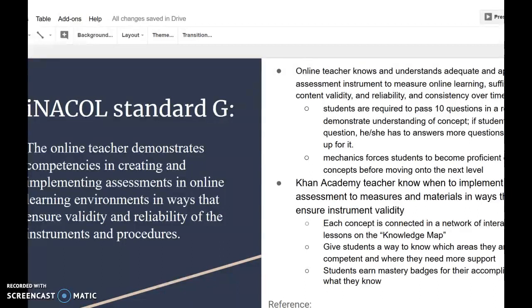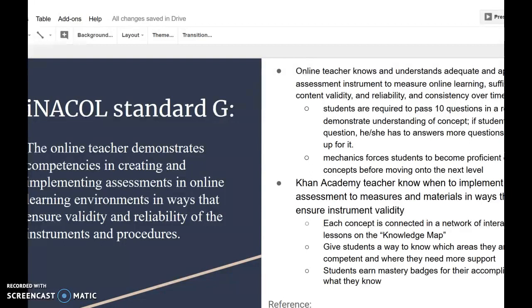Well, in Khan Academy, the students are required to pass 10 questions in a row to demonstrate understanding of the concept. When the students miss one question, he or she has to answer more questions to make up for it. When they do pass the 10 questions, they are learning and becoming proficient. The mechanics enforce students to become proficient in the concept before they move on to the next level.